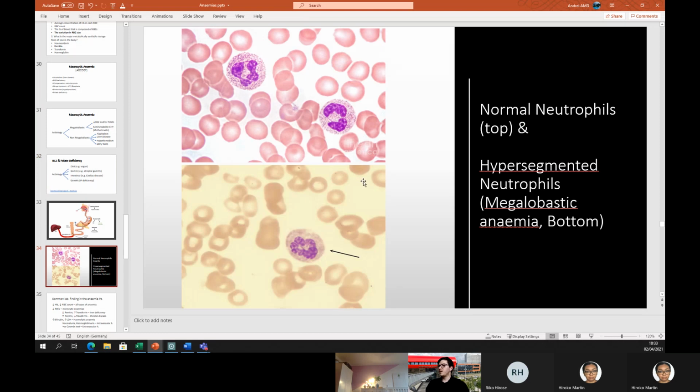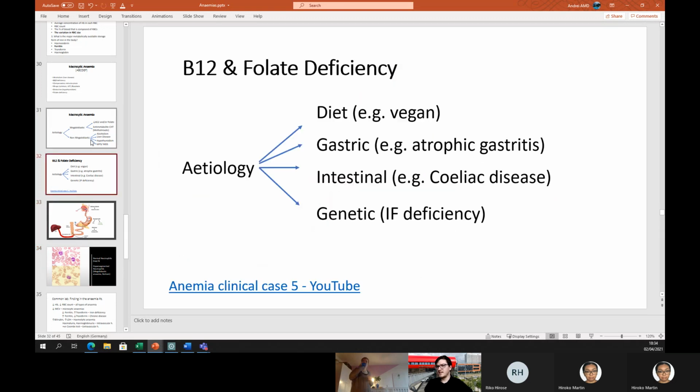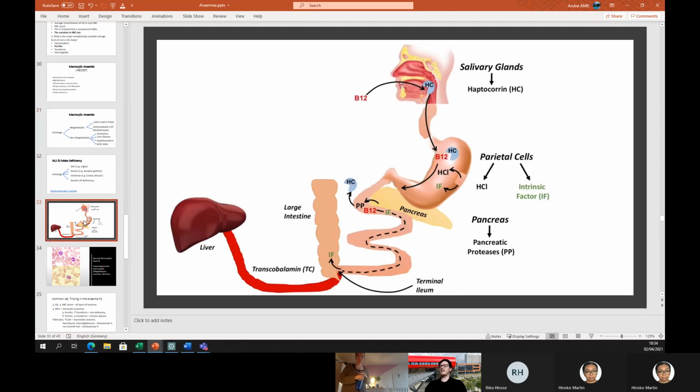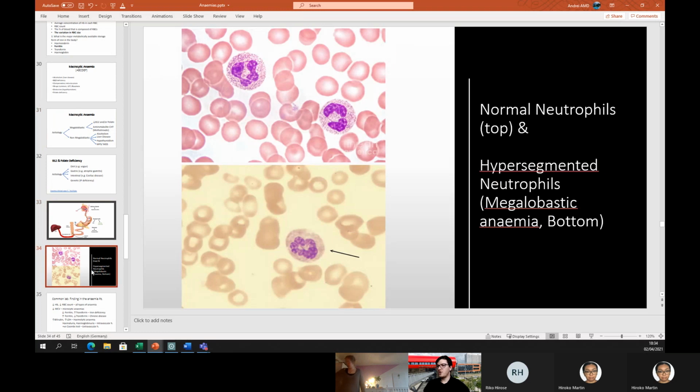All right, in this picture we are looking at neutrophils. In the first picture we have normal looking neutrophils, and in the next picture we have hypersegmented neutrophils. And you might be asking, why are we looking at neutrophils right now? The reason is that B12 and folate are involved in DNA synthesis. So it's not only going to affect red blood cells, but also other cell lineages. And one of the things you might see in the blood film is hypersegmented neutrophils.